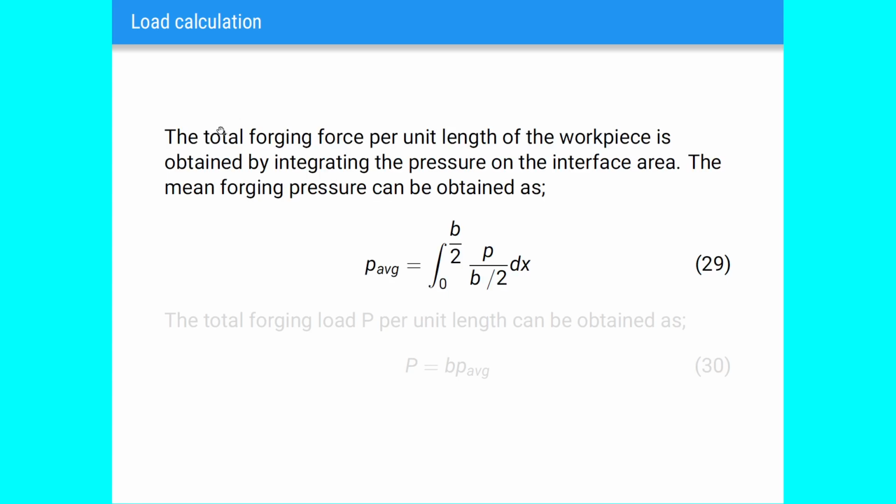In order to calculate the total forging force per unit length of the workpiece, it is obtained by integrating the pressure over the interface area. The mean forging pressure can be obtained as p average equal to integration 0 to b by 2 of p into dx. So this is how we can calculate the average pressure, and the total forging force P per unit length can be obtained as P equal to B, that is the width of your final force component, into p average.